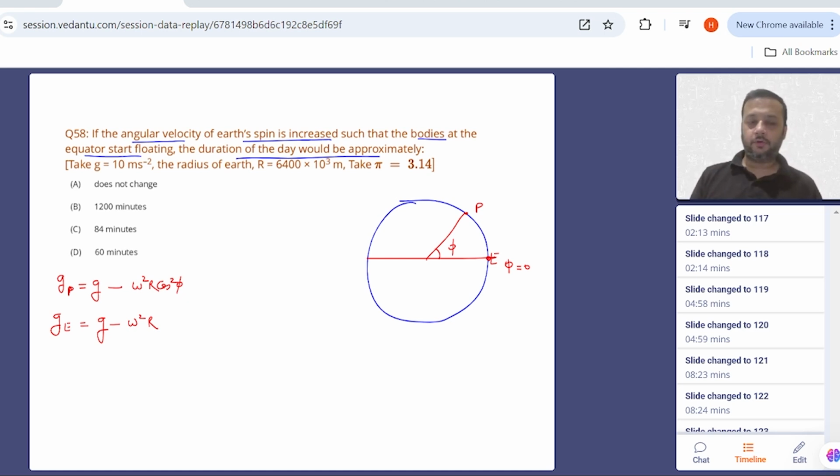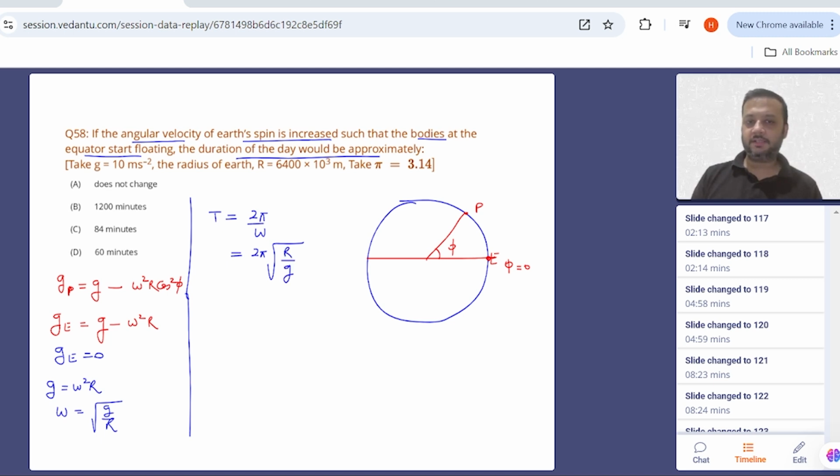Okay. Now what you have to do? We want the persons to float on the equator, which essentially means that gravity should become 0, so that persons start feeling weightless. So basically gravity at the equator should become 0, which means that g should become equal to omega square r. Hence omega becomes under root of g by r. Now if you see, the time period is nothing but 2 pi by omega. Time period of rotation is equal to 2 pi upon angular velocity of rotation. So that means this becomes 2 pi under root of r by g.